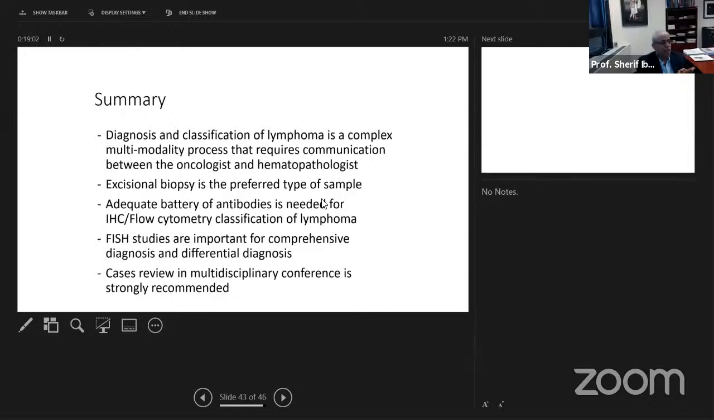So the summary: diagnosis and classification of lymphoma is a complex multimodality process that requires communication between oncologists and the hematopathologist. Excisional biopsy is the preferred type of sample. An adequate battery of antibodies by IHC and flow cytometry is needed for classification of lymphoma. FISH studies are very helpful for confirmation and for giving us some insights into the molecular pathology.